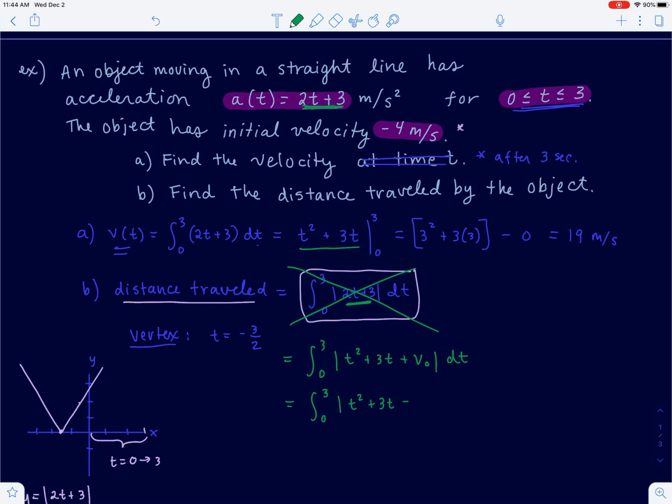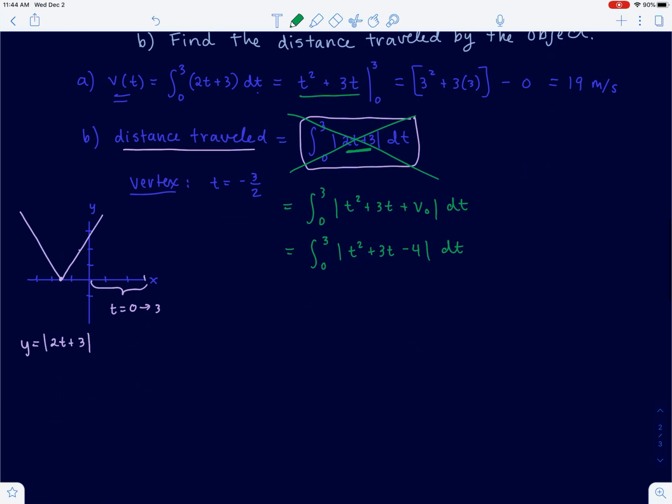If we look at the original question, that initial velocity is -4 coming right here. Okay, now this one, when we look at the absolute value, we need to look at the graph.